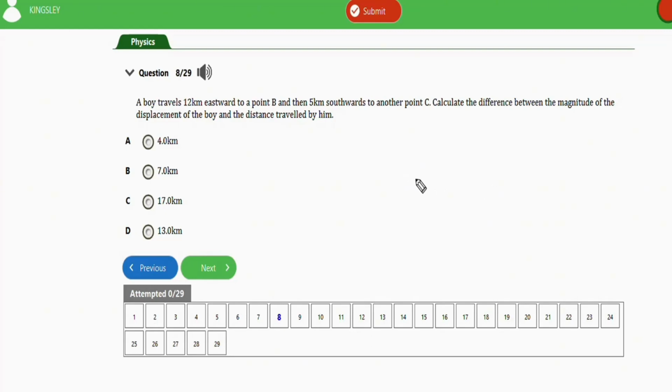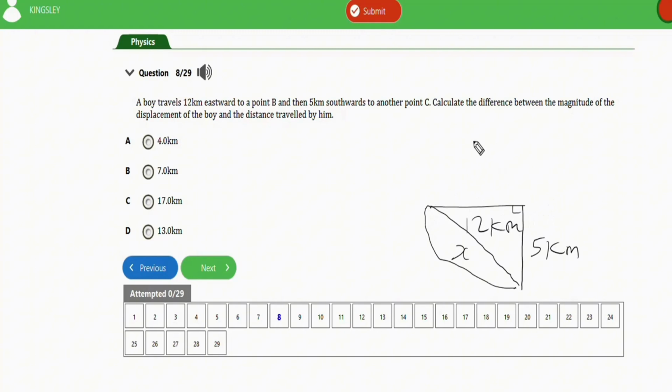Initially the boy travels 12 kilometers eastward. So let's say the boy is moving eastward 12 kilometers, alright, and then 5 kilometers southward. So east, west, north, and south. So this will be southwards, and this will be 5 kilometers. From here, we're going to have this angle in between. Basically, we ask to calculate the difference between the magnitude of the displacement. So from this point to this point will be the magnitude of displacement.